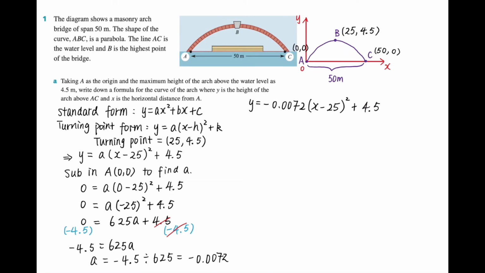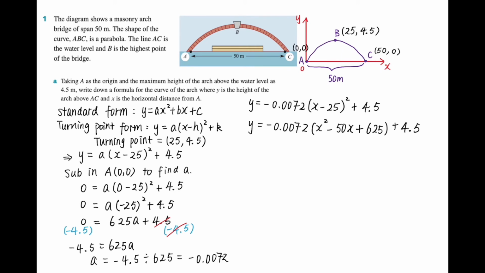However, to take one step further and to make future calculation easier, we're going to expand the perfect square here and tidy up the formula a little bit. So let's expand the perfect square first. y is equal to negative 0.0072 times bracket x squared minus 2 times x times 25, which is 50x, and plus negative 25 squared, which is 625. And we still have the constant term 4.5 in the end.